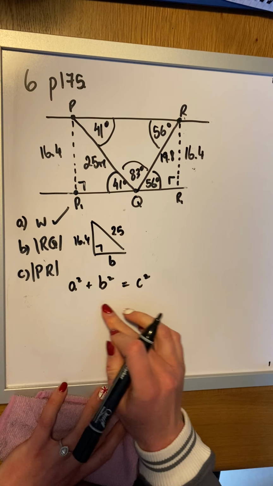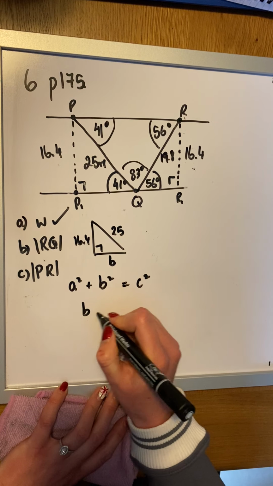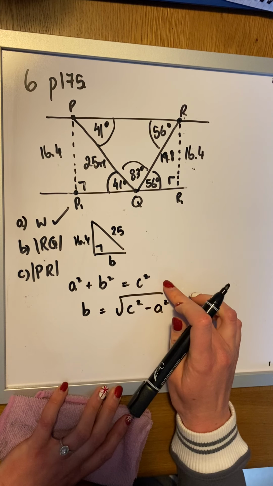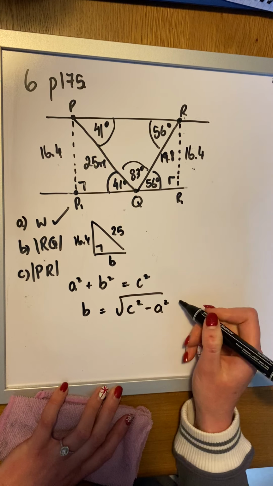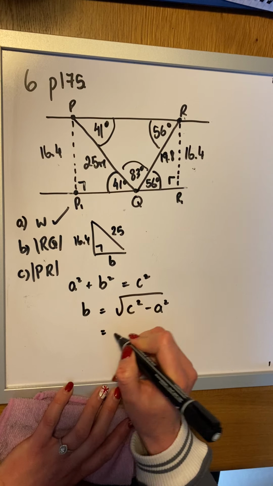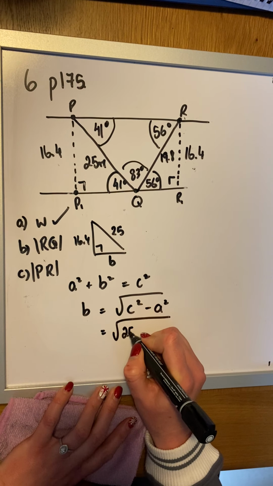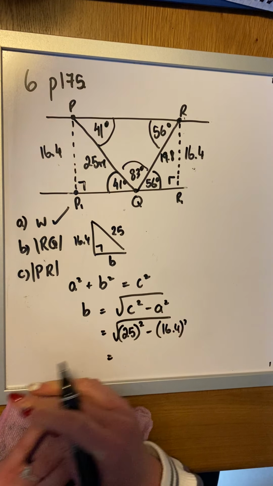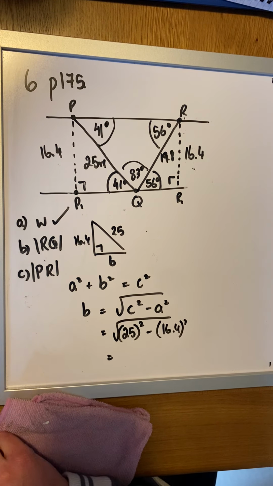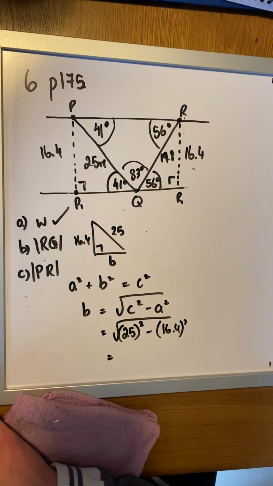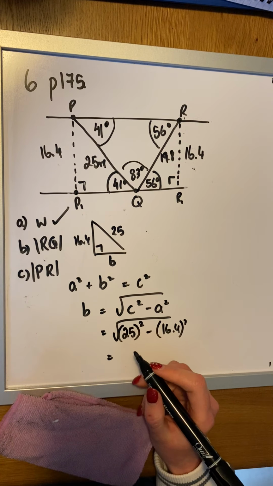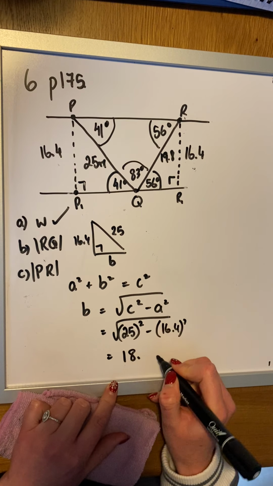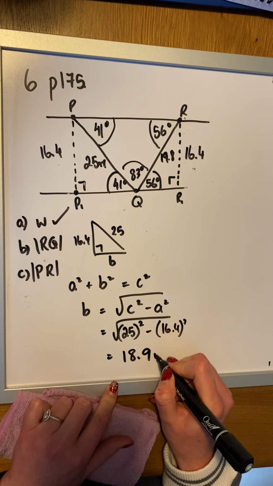Now at Leaving Cert level, we would expect that we can rearrange this straight away to b is equal to the square root of c squared minus a squared. That's just subtracting the a squared from this side and then getting the square root of your answer. So filling in our information, we're looking at 25 squared minus 16.4 squared, and that gives us an answer of, correct to the nearest meter, 18.9 meters for this one.